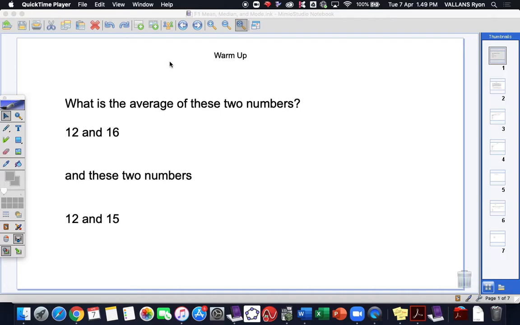So first thing, try these two questions. What is the average of these two numbers, 12 and 16, and what is the average of 12 and 15? Try that out. Pause right now. All right, hopefully you tried it out.